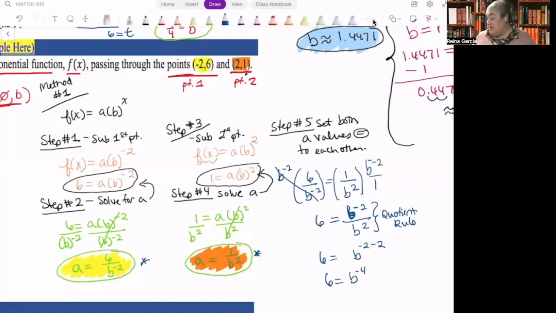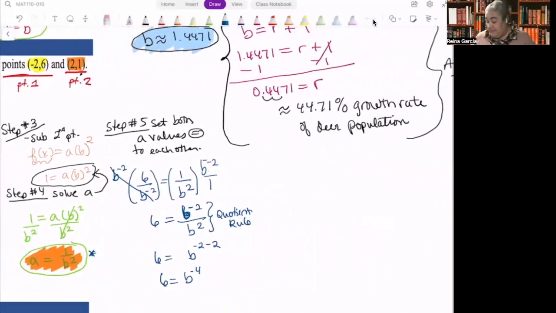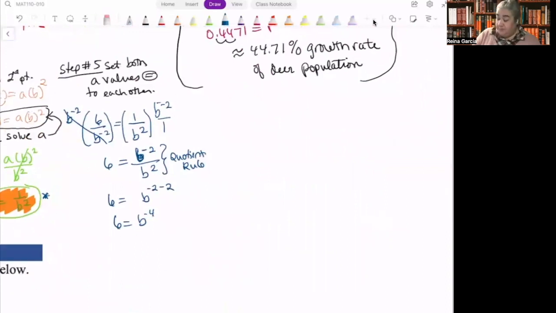So now if we want to solve for b, because so far we still have it as an exponent, we want to do what we've done before to get b by itself. If it's to the negative 4th power, to get rid of that, we need to take the negative 4th root. So if we take the negative 4th root like this, then we have to do it to the other side as well, the negative 4th root.